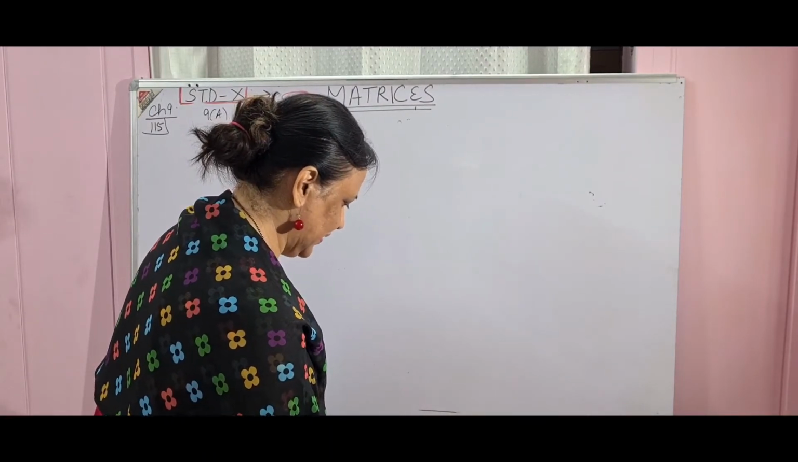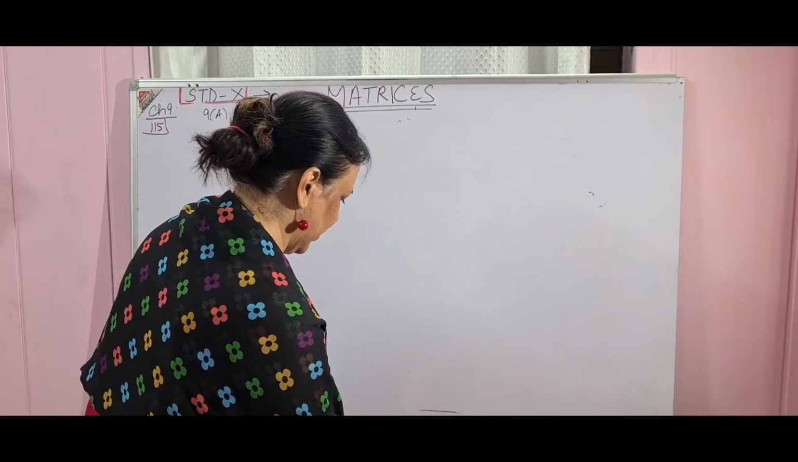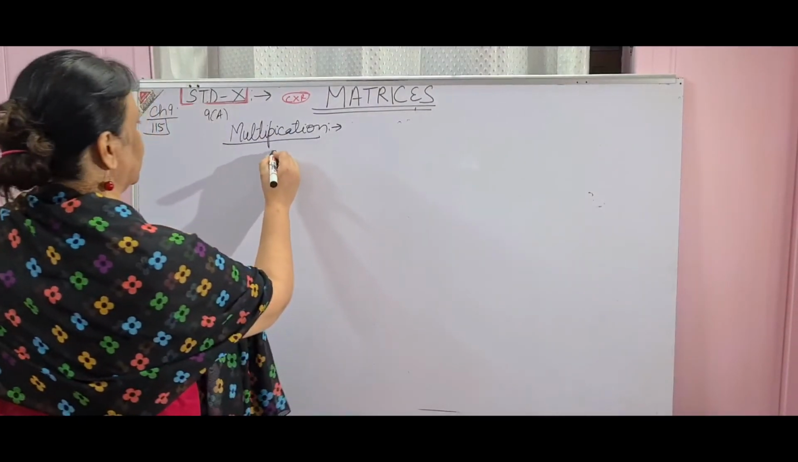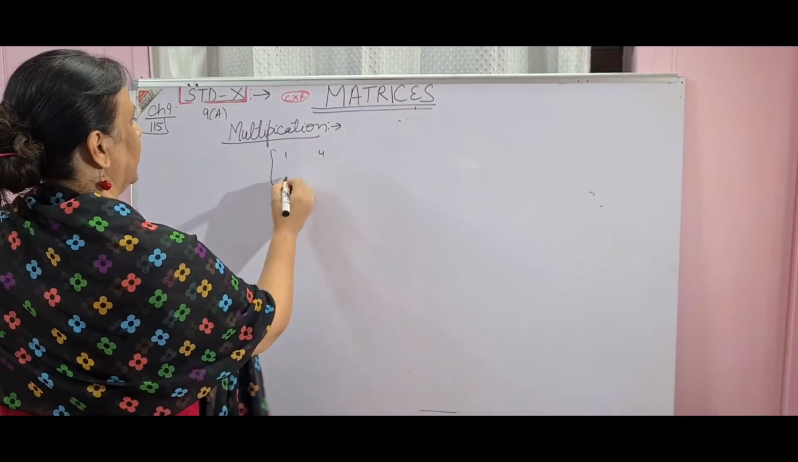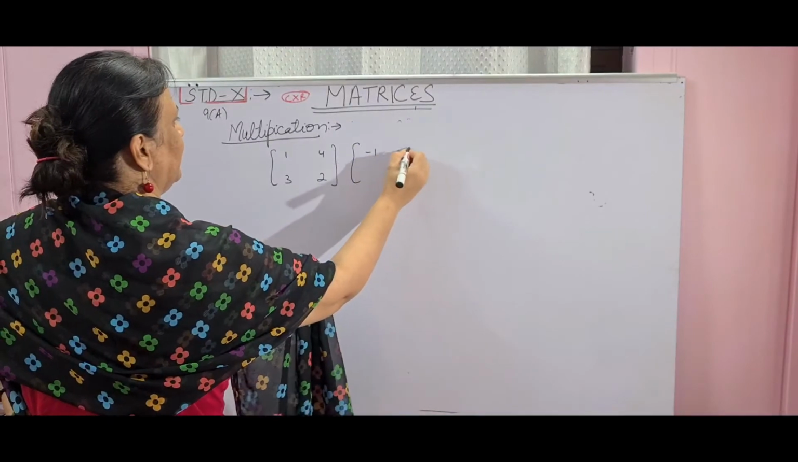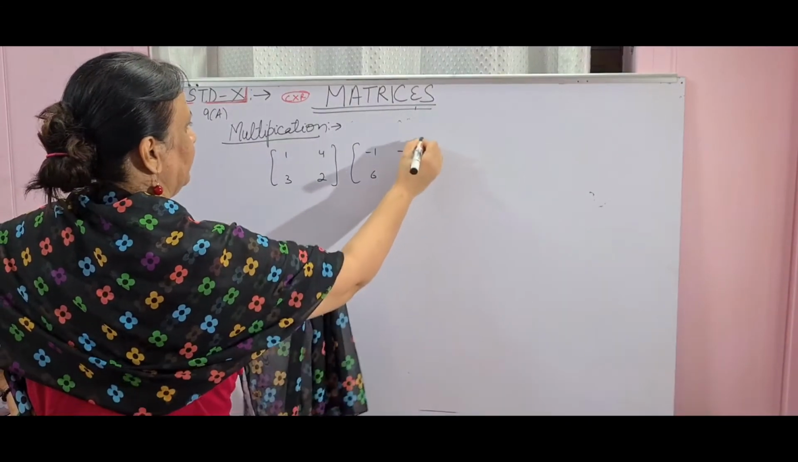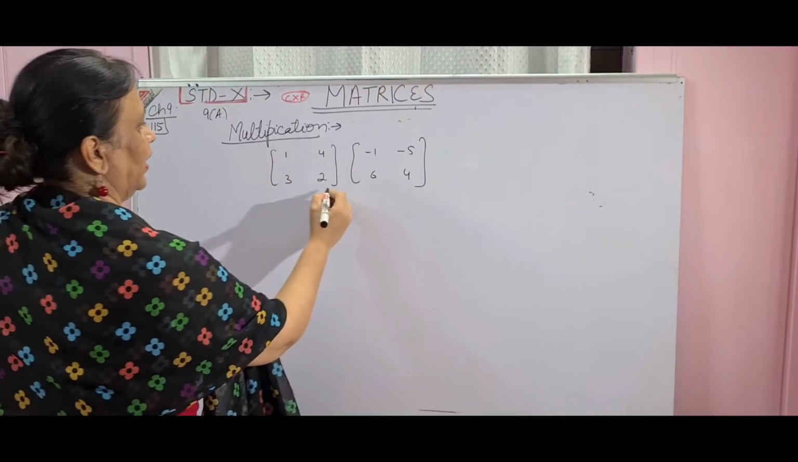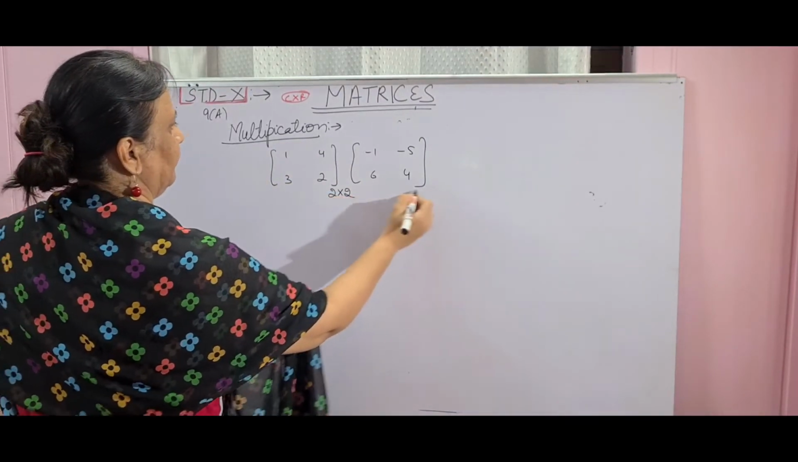Now come to exercise 9C. I will tell you how to multiply, but before that, let me give you the basics. Suppose I have 1, 4, 3, 2 and minus 1, minus 5, 6 and 4. There is no sign in between, that means you have to multiply it. Again, the order is 2 into 2.